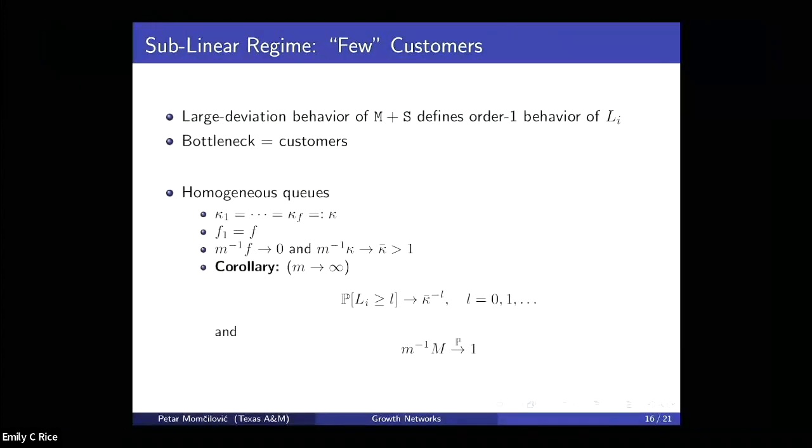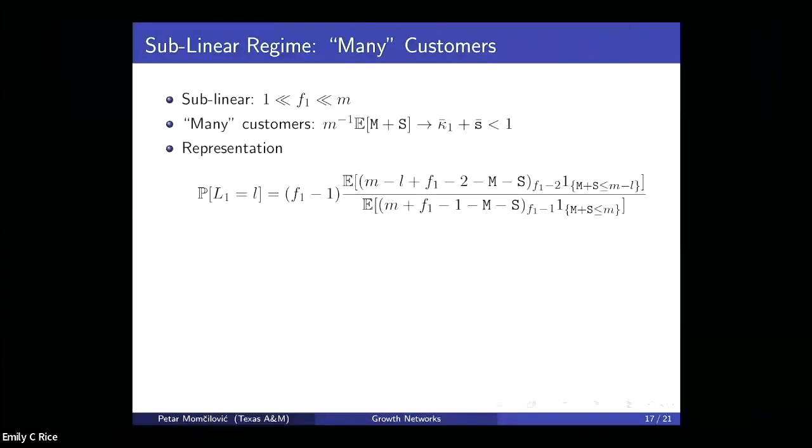Now, in this case, large deviations still determine order 1 behavior. Customers are my bottleneck. I don't have enough customers to increase the throughput. And for homogeneous queues, things simplify. All the parameters of geometric queues are like that, so easy to compute for homogeneous queues. Now, the last regime: here I have many customers.